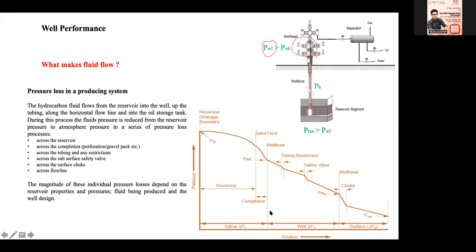If you see the pressure versus the position here, as you move from your reservoir to your separator, in each component in the production system, you are going to notice pressure losses. So basically in this production system, at a given time in the life of a well, there will be two fixed pressures. One is your reservoir pressure, and the other is your separator pressure. From these fixed pressures, you will be able to analyze your system.